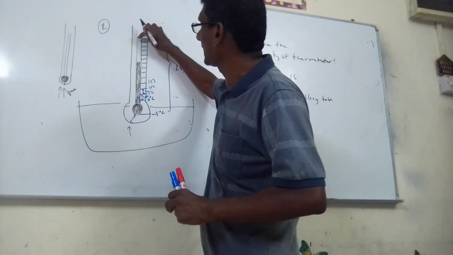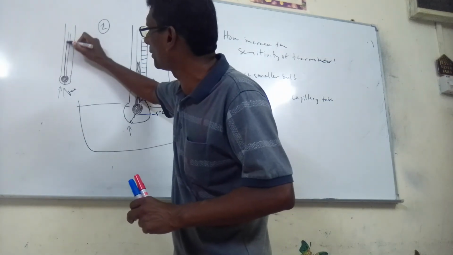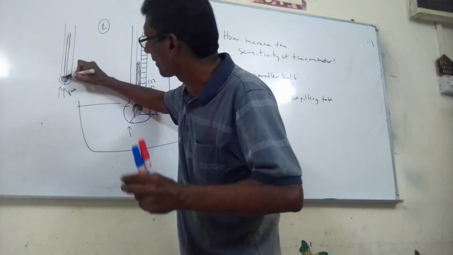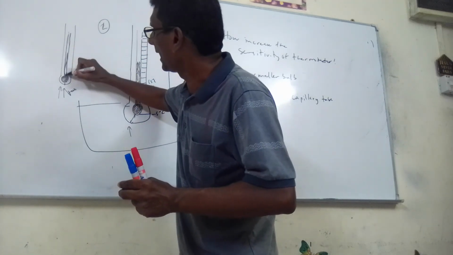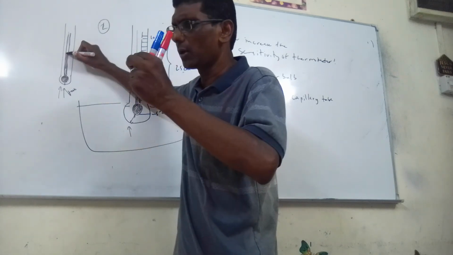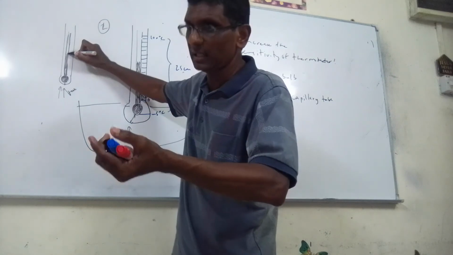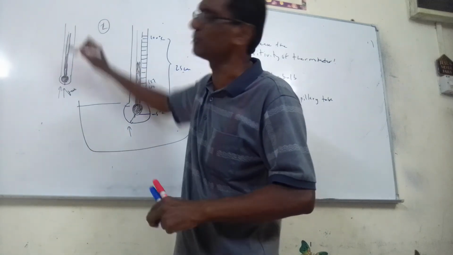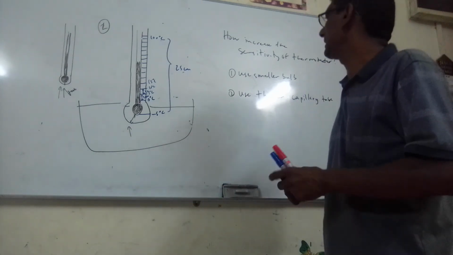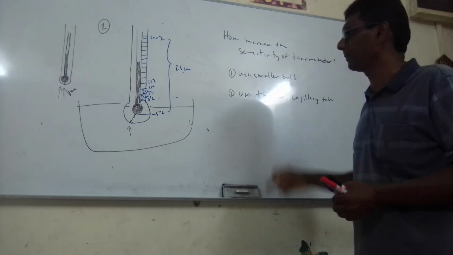Then use what we call a thinner capillary tube. So this is a thick capillary tube; you must use a thin capillary tube. With a thinner capillary tube, the mercury rises faster and goes down quickly also. So it increases sensitivity. So you must use a thinner capillary tube. Use a smaller bulb, use a thinner capillary tube.